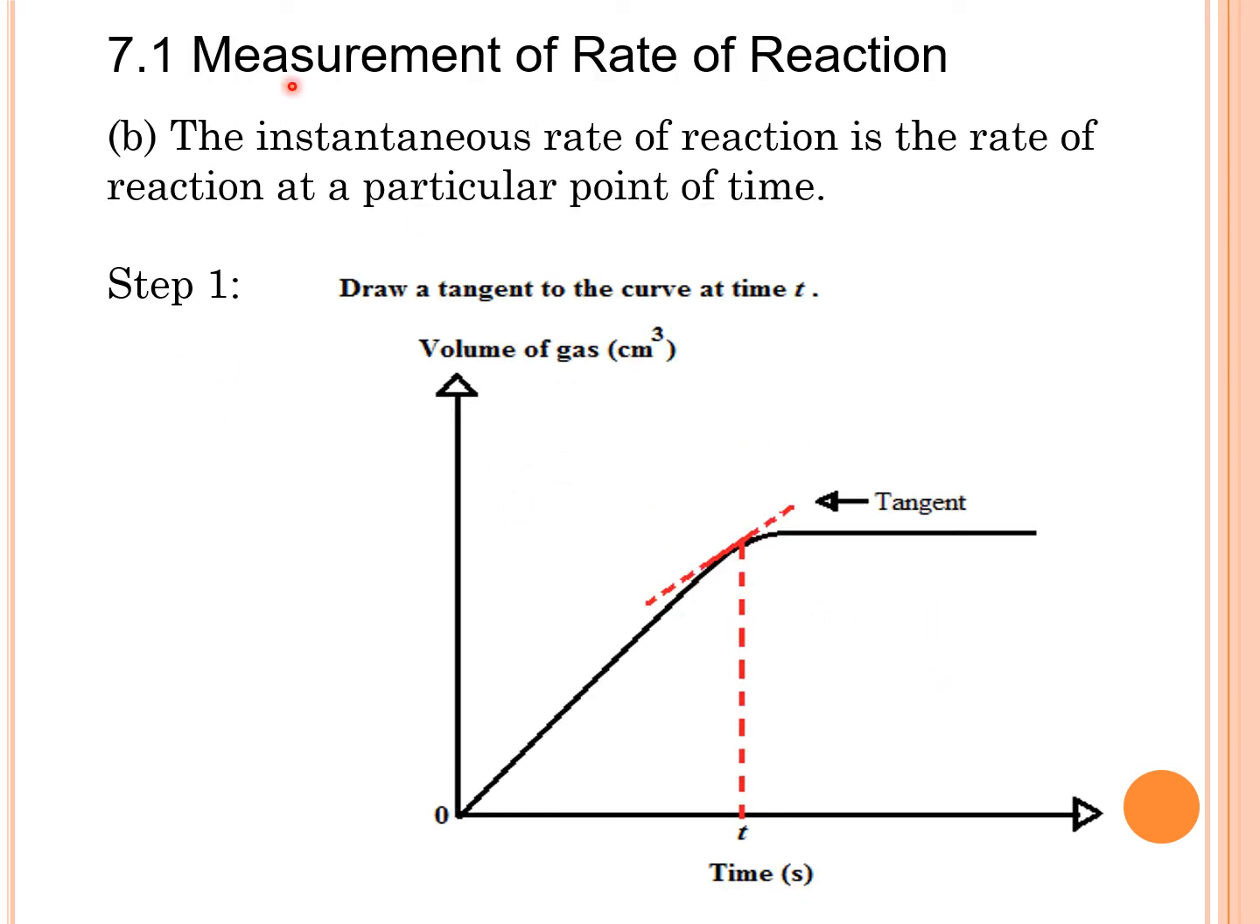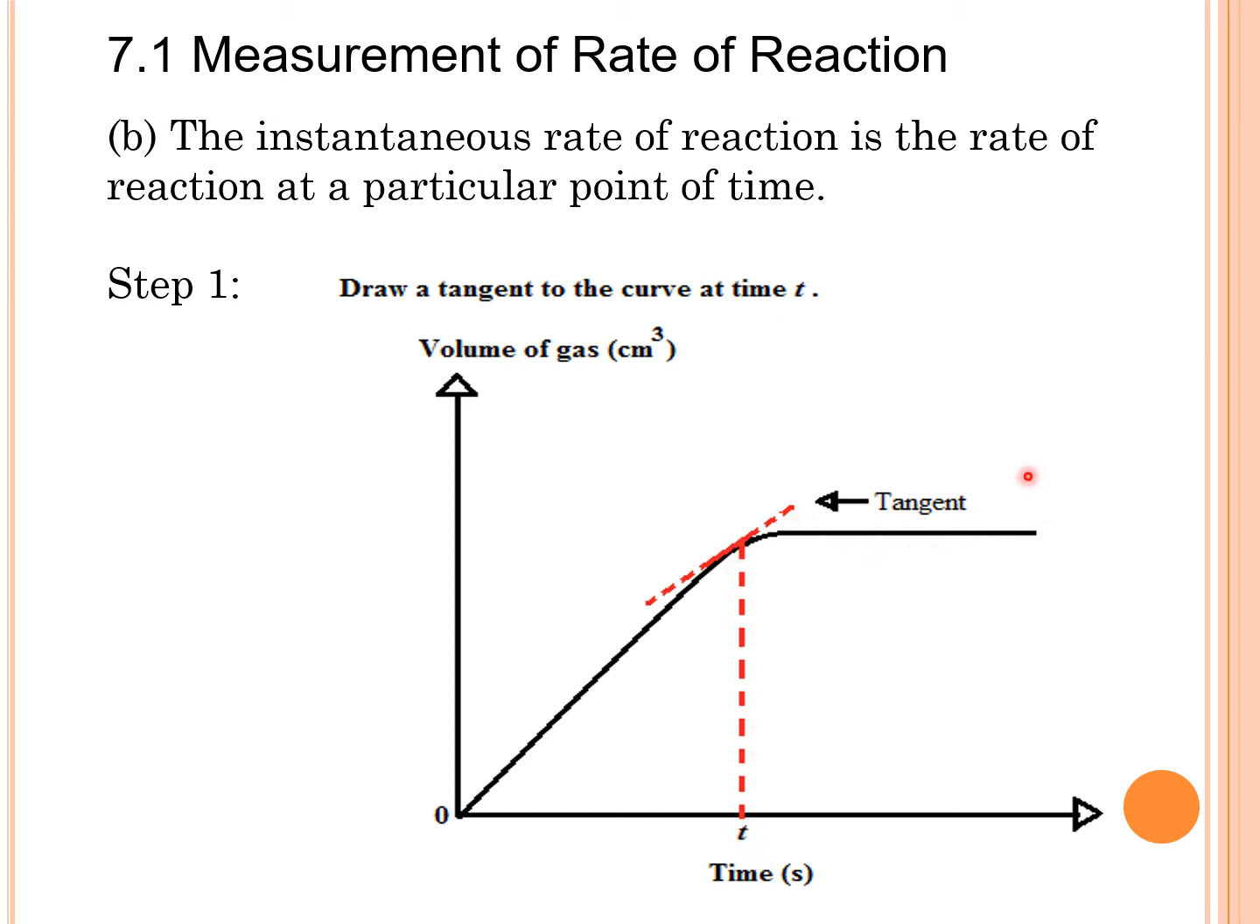Okay, sorry. 7.1 measurement rate of reaction. The instantaneous rate of reaction is the rate of reaction at particular point of time. Okay. Kita dah ke muka surat 4 bahagian bawah sekali ya. Instantaneous ni pada titik tertentu. Dia bukan pada range masa. Dia pada titik. Okay, for example, dia nak tanya pada T. T tu mana? Tarik ke atas sampai titik ni saja. Kita tak nak benda lain.